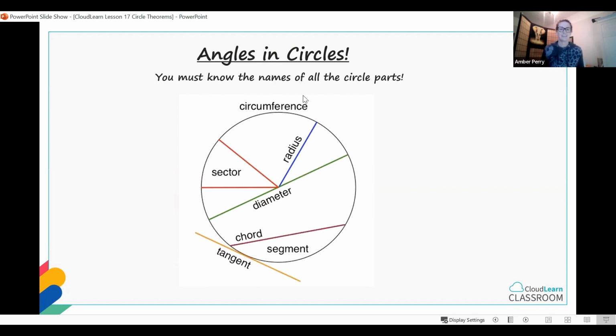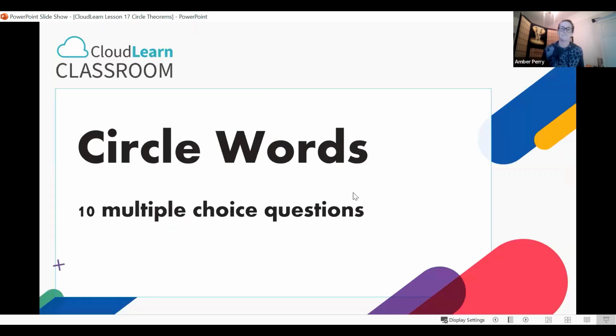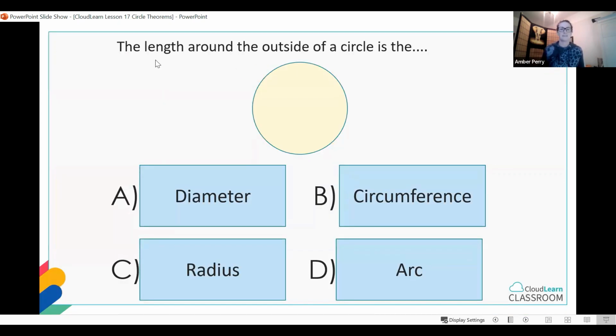If not, commit that to memory really quickly because I'm going to start today with an ABCD quiz on circle parts, okay? So the names of the circle parts. If there's any you don't know, it's a quick way of just finding out what you do and don't know. And then we can move on because we're going to use some of these names today in the circle theorems, okay?